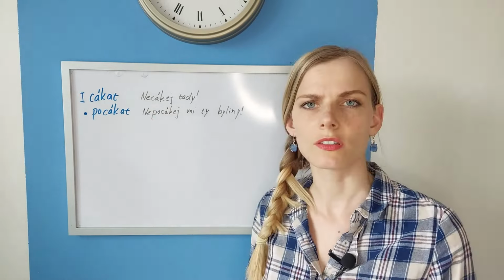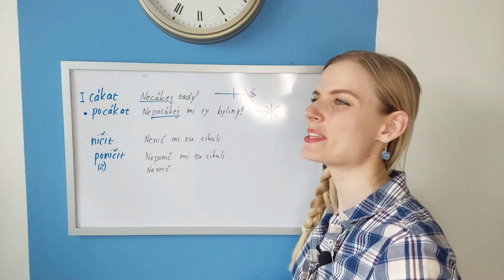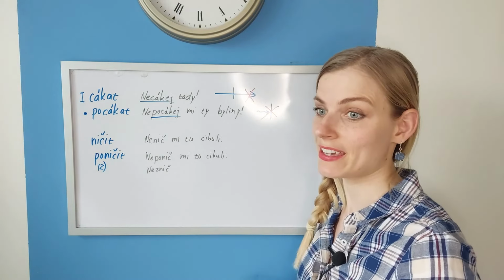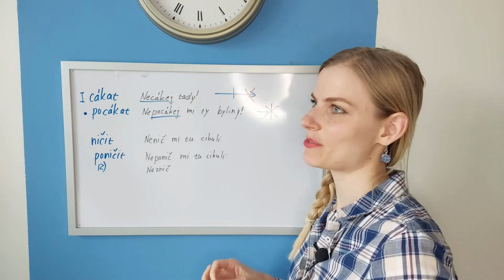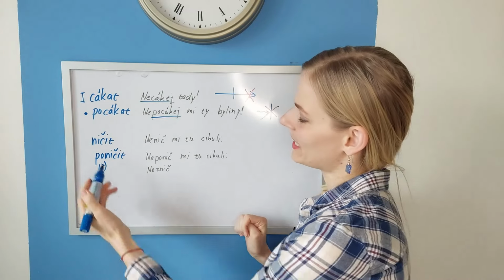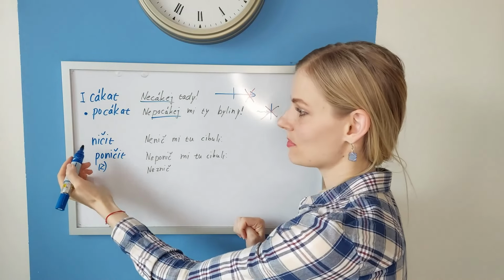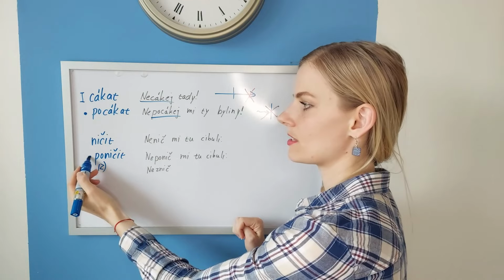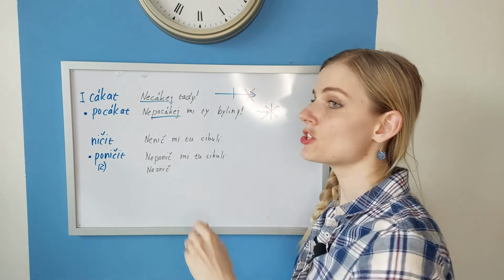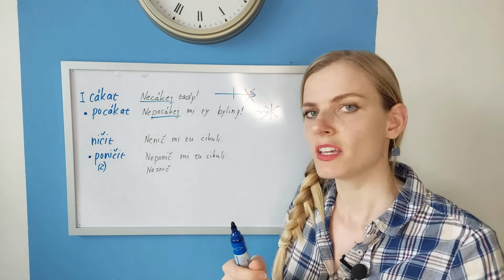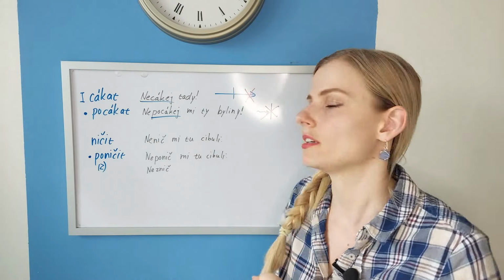Here's the second example. Ničit and poničit or zničit. Also very important verb, means to damage. Ničit, já ničím. This means when you make nothing out of something. So that's why it's ničit. And this is an imperfective verb. Poničit or zničit is perfective. Poničit is to damage a little. Zničit is to damage completely.